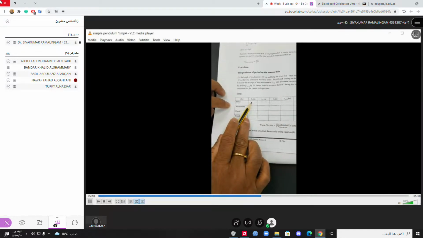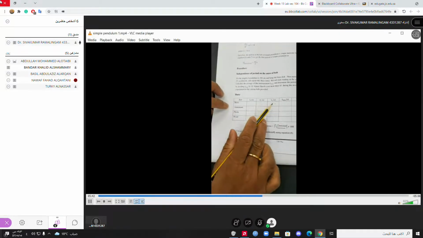The different masses I have for the bob are brass, aluminium, plastic, and wood. T1 is the time taken for 10 oscillations, trial number 1, trial number 2, trial number 3. Average is T1 plus T2 plus T3 divided by 3. This is the average time taken for 10 oscillations. How to find the time period? This divided by 10 is the time period. This is the time period for the brass pendulum.